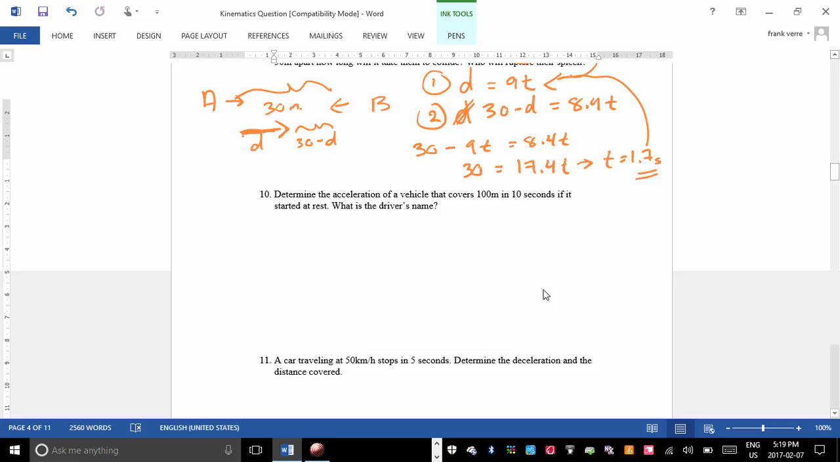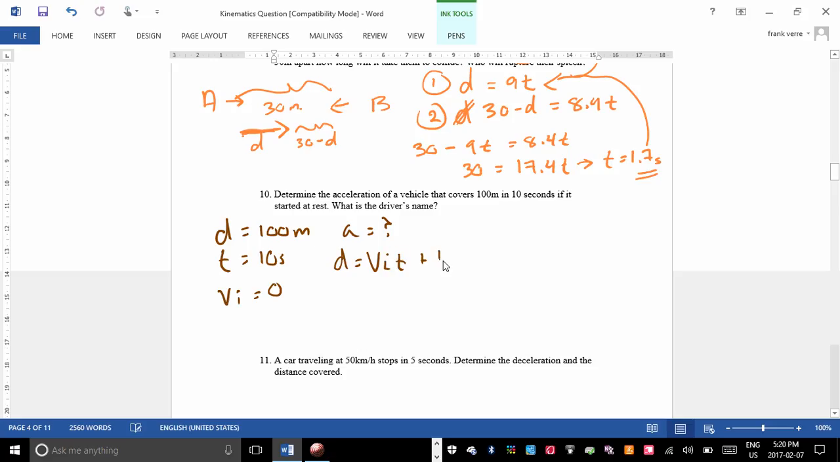Determine the acceleration of a vehicle that covers 100 meters in 10 seconds if you started from rest, okay? So we have distance. We have time. We have Vi. And we're looking for A. So we could do a couple things here. One is we could use the equation that we looked at before, which is this one. D equals ViT plus half a t squared.